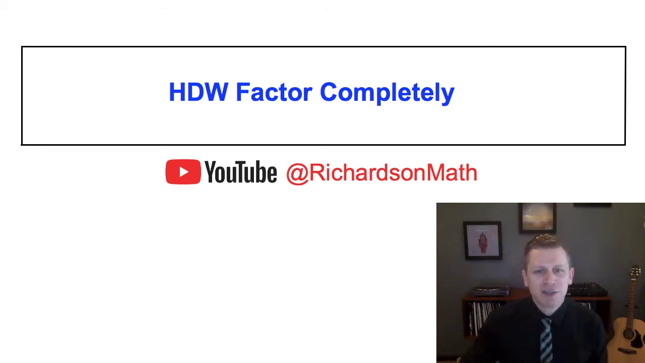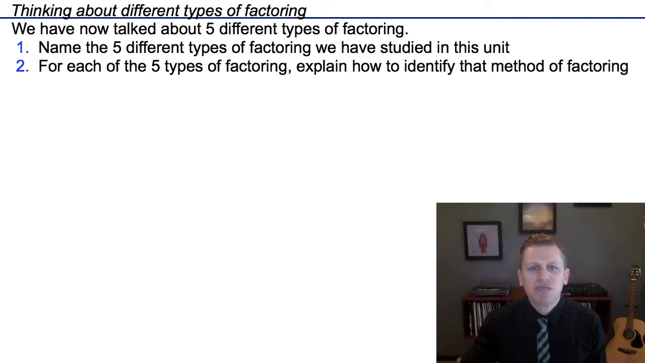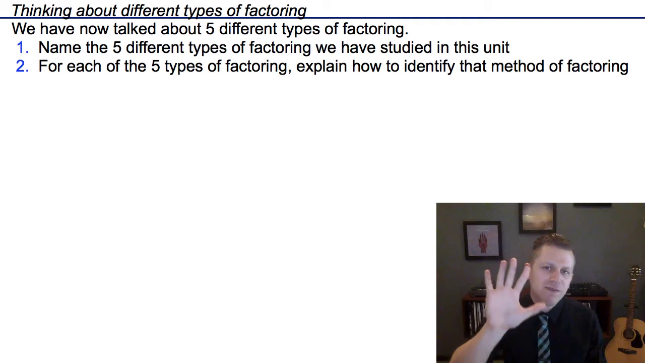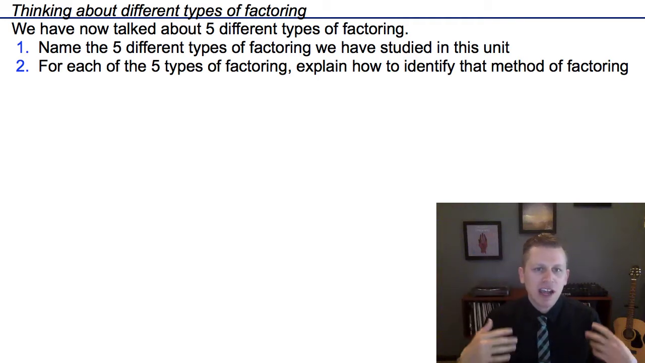Let's jump right into it. First thing we want to do is review the different types of factoring that we've talked about. We've talked about 5 different types of factoring so far, and we want to review those 5 types. Let's name them each and also explain how to identify each method of factoring.